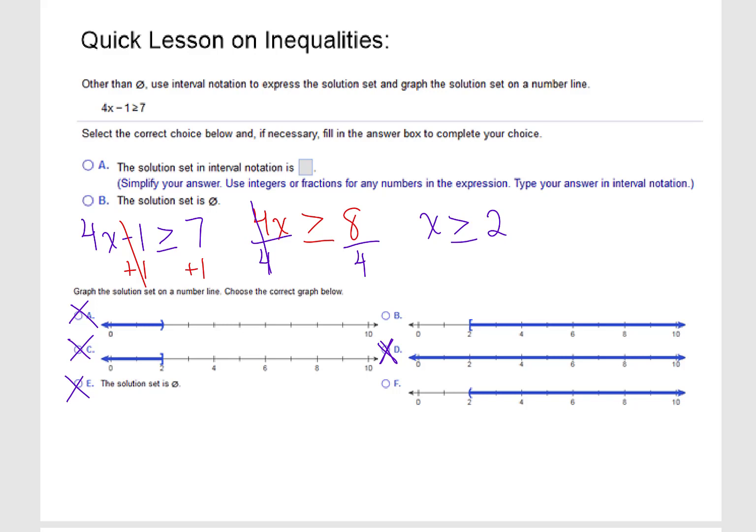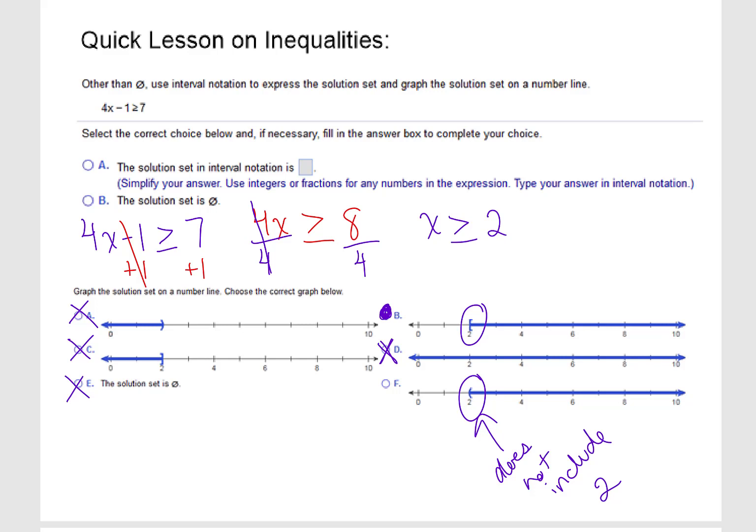Okay, it says x is greater than or equal to 2. So looking at parentheses versus brackets, this does not include 2. Whereas the other one, the brackets, does include 2. So B would be my answer.